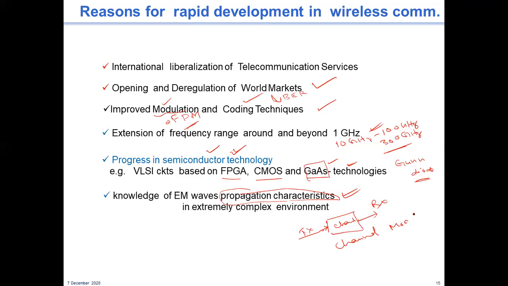Channel models were not available. Precise, accurate channel models, including Rayleigh fading channels like that, were not available earlier. So to cater to the needs of extremely complex environments, we have channel models like this. Because of the research, there are very good developments in channel modeling. So these are the reasons for the development of the wireless communication channels.